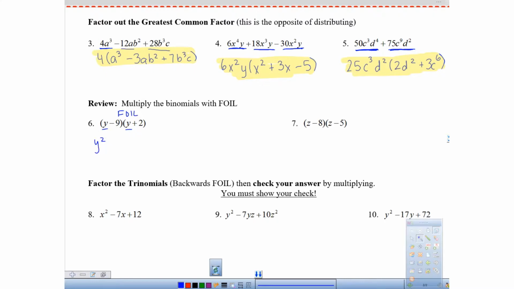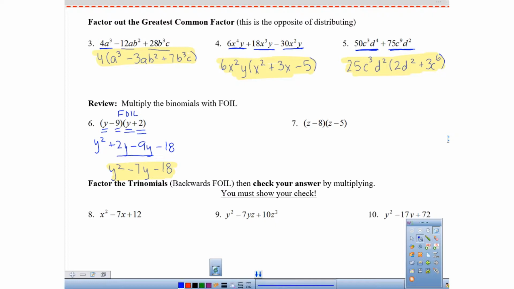That's F. That's first. Outside, 2 times y, that's 2y. The I stands for inside, that's a negative 9 times y, that's a negative 9y. And then the last is a negative 9 times a positive 2, that's a negative 18. Add those together and you have y to the second minus 7y minus 18, and that's your answer.